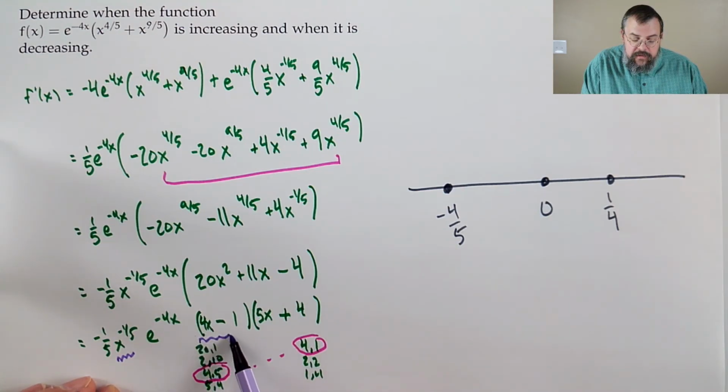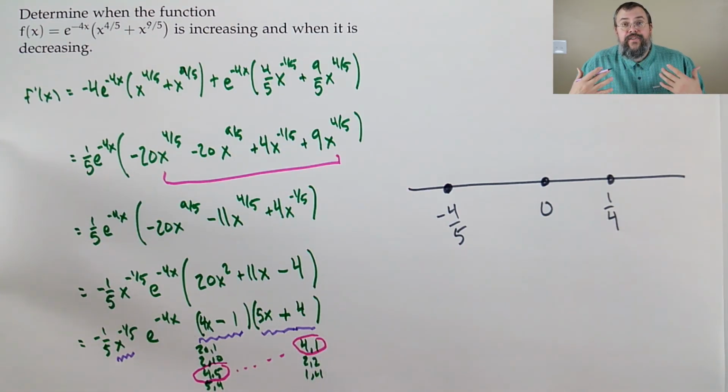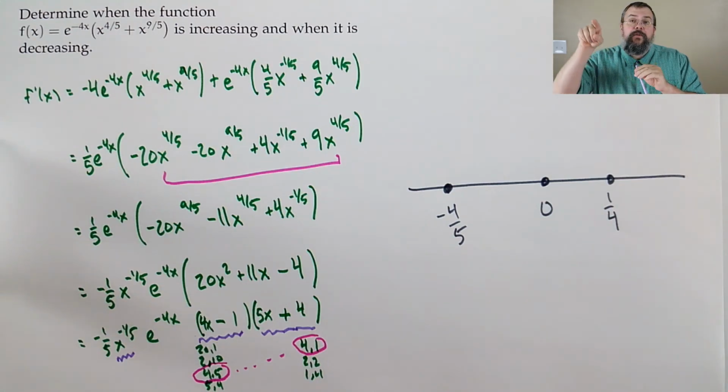And we know we're going to flip signs at 4x minus 1 and 5x plus 4, because these are what we would call simple roots. In other words, they only show up once in our factorization. If they had shown up twice, it would be a double root. So if you have a double root, what happens is you sort of bounce off. You don't cross through. Think of x squared.